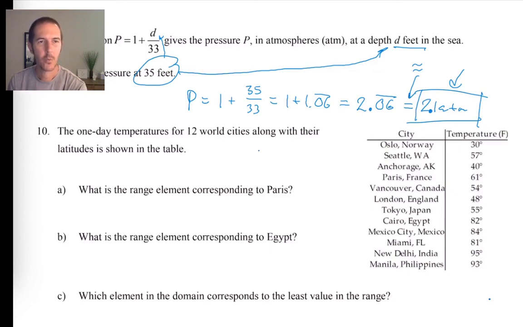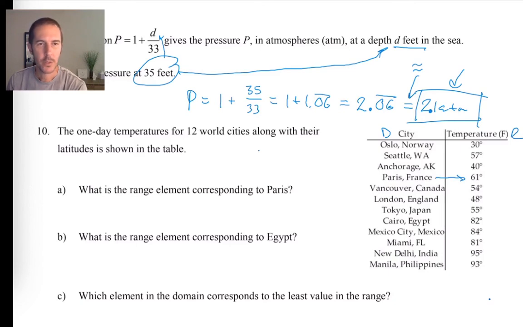Okay, so what is the range element, part A asks us, corresponding to Paris? So we're going to assume that the names of these cities are our domain values, the temperatures are our range values, and we want the range value corresponding to Paris, and I think it's pretty clear that that is 61 degrees.